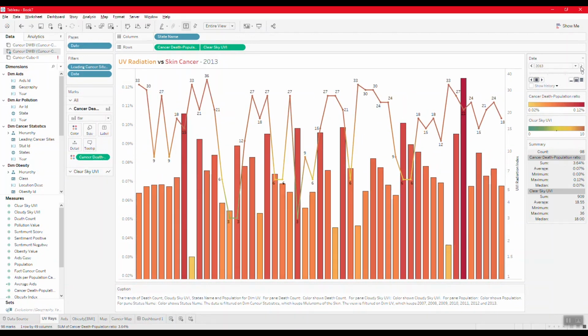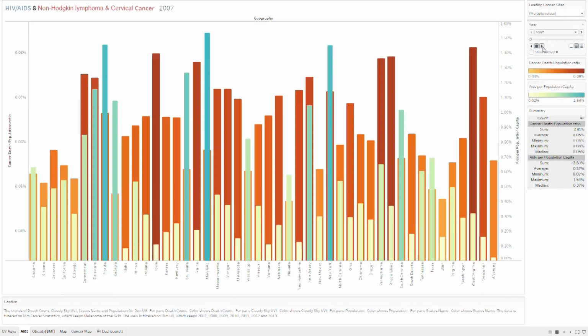Let's analyze AIDS versus cancer in the next slide. It is stated that if a person with an HIV infection has this cancer, it means AIDS has developed. Now let's investigate the same from our chart.